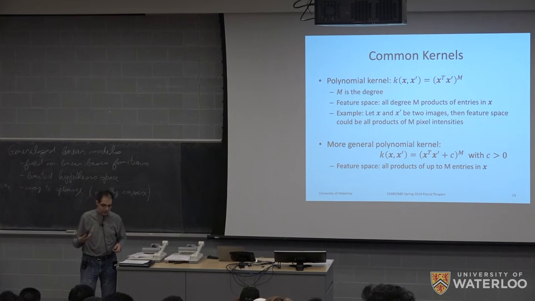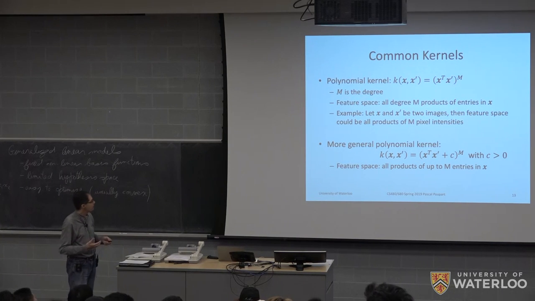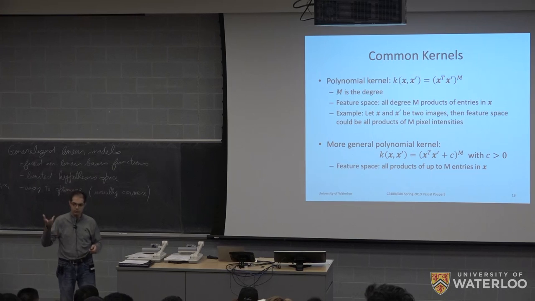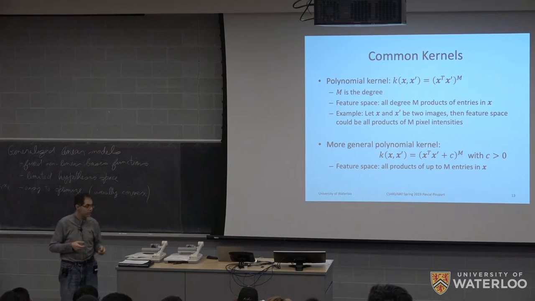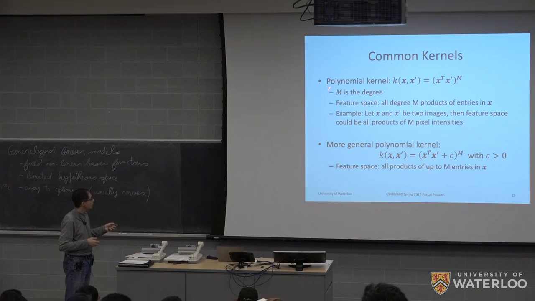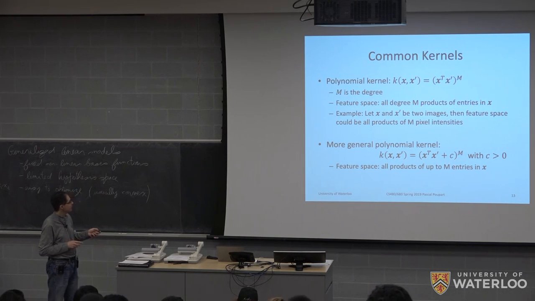Okay, so some of the common kernels that are used in practice, and this is in fact what you're going to have to code in an assignment three, include the polynomial kernel and also the Gaussian kernel that we're going to talk about next.